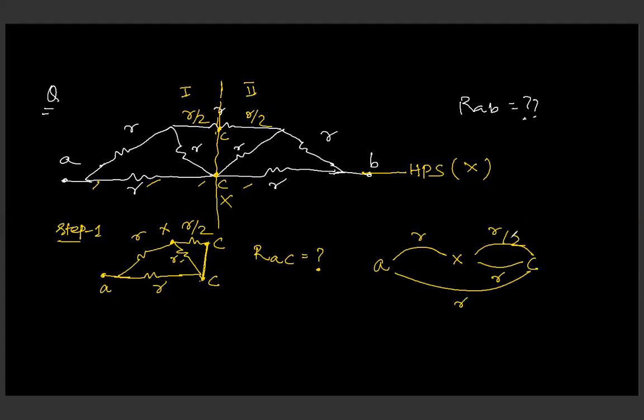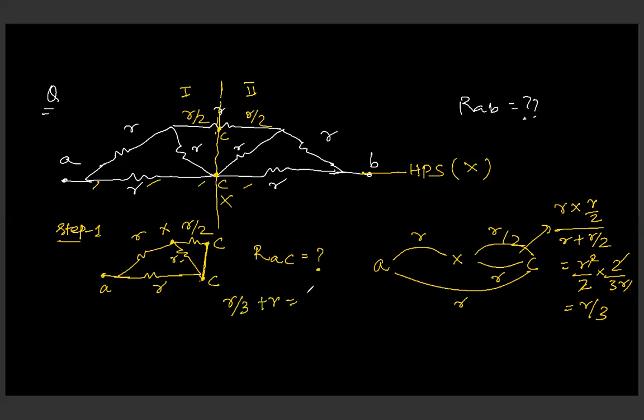So if we solve it, R by 2 and R are parallel to each other. So they give us R into R by 2 divided by R plus R by 2. So this is R square by 2 into 3R, so this is R by 3. R by 3 and R are in series and their combination is in parallel with R. So we can write R by 3 plus R, so this one is 4R by 3. Now this 4R by 3 is in parallel with R.